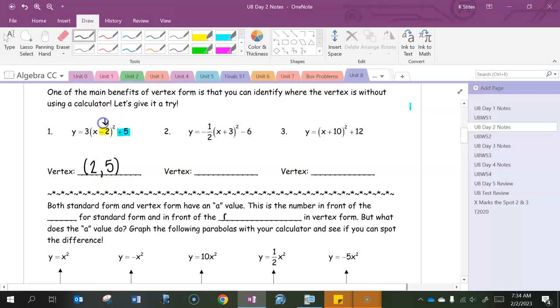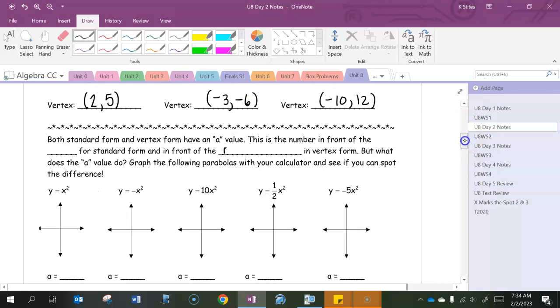All right, so again, you're going to change the sign. You're going to keep the sign. For example, in number 2, we would make our +3 a -3, and we'd keep the outside one the same. Okay, and for number 3, again, change the inside, keep the outside, and that's it. Okay, that's how we find the vertex in vertex form.